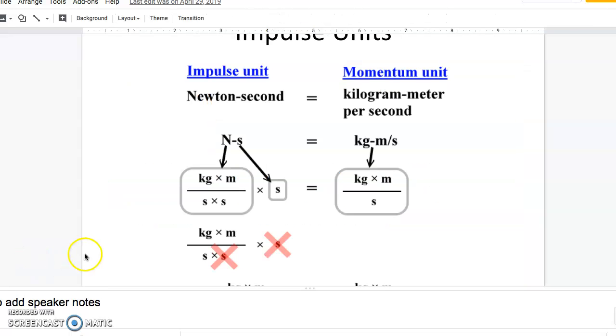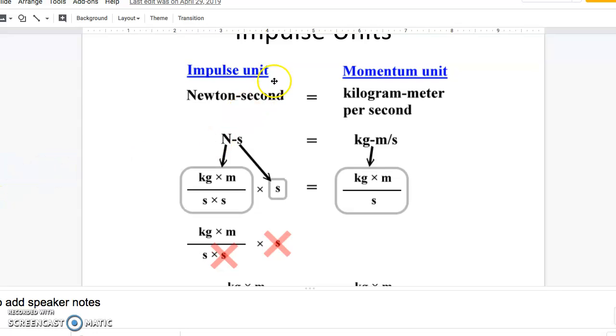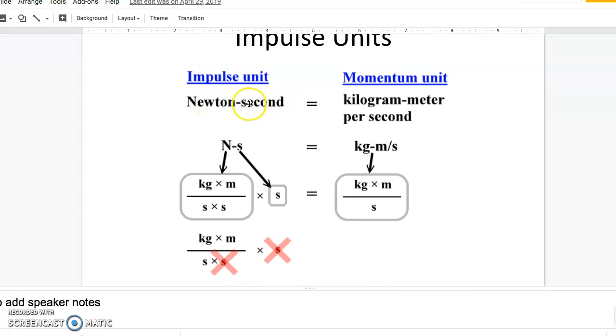Okay. Looking at our impulse unit, our impulse unit is going to equal a Newton second. And again, I'll sort of go through the different units and stuff like that in the screencasted examples, just because it's easier for me to write on the screen and show you how things cancel. This is pretty helpful as well. But I want to jump to our third equation just to show you how they sort of tie together.